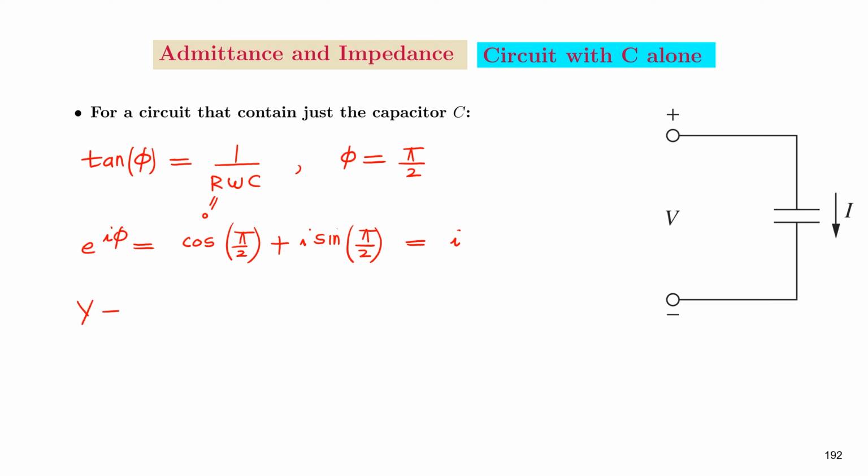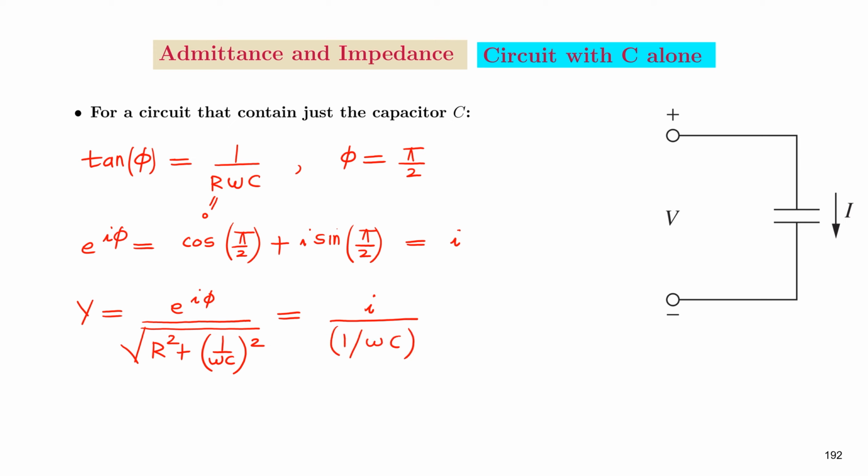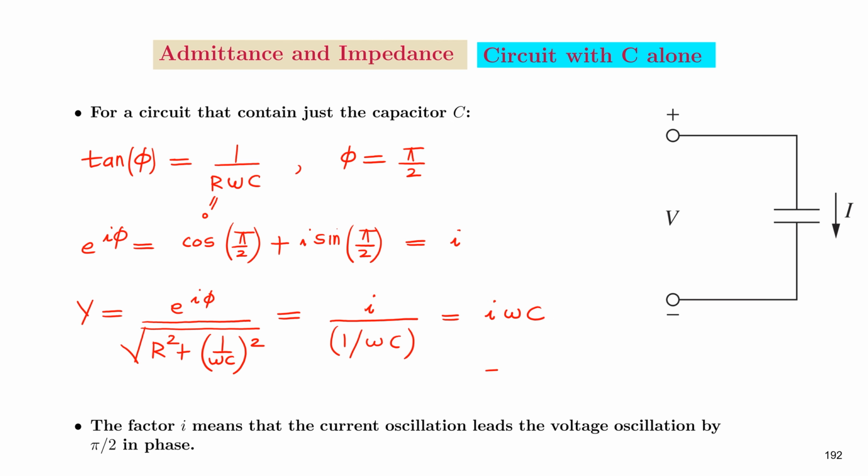The admittance Y is equal to e raised to i phi divided by square root of R square plus 1 by omega C the whole square, that is equal to i over 1 over omega C, and that is equal to i times omega C. The corresponding current oscillation would be I complex equal to I0 e raised to i phi, and that is equal to i times I0. The factor plus i means that the current oscillation leads the voltage oscillation by pi by 2 in phase.